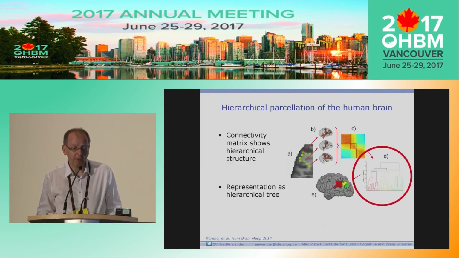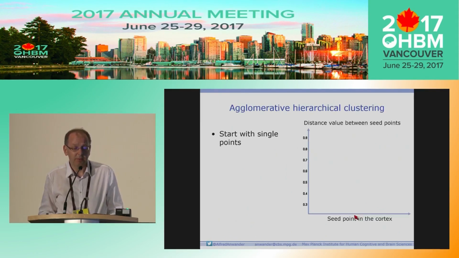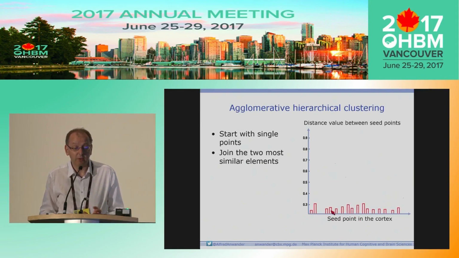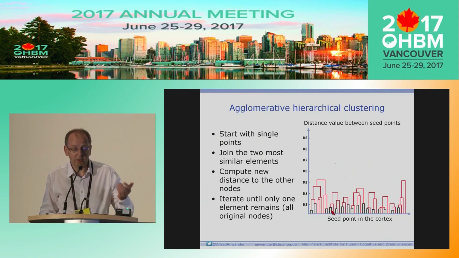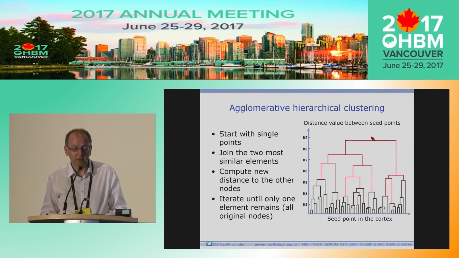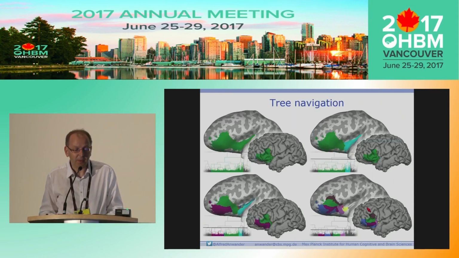Well, then we cannot build the whole thing up in a single matrix, but we have to do it in a hierarchical way. So how can this be done? We start with single seed points in the brain, join together points which are the most similar, compute again the similarity between these points, and group them together to build a whole hierarchical tree. So this is the whole brain, and it splits down to different leaves. If we do this for a small region, like for example here the inferior frontal gyrus, we can cut it at a certain level.